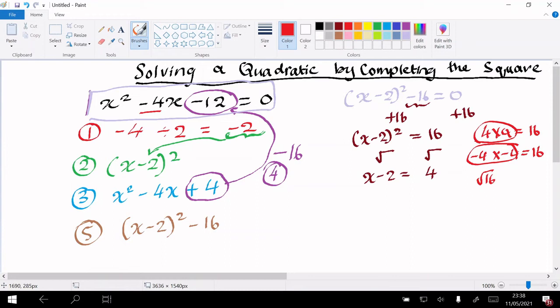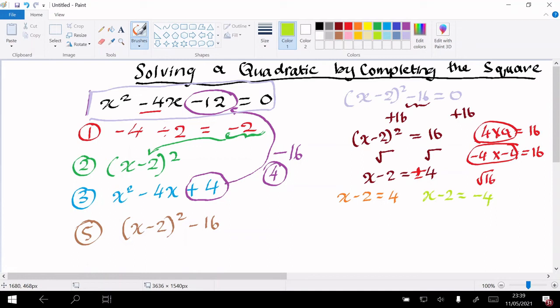Okay, now here's the thing. You just don't know. So what you do is you just put a plus minus. It could be positive 4, it could be minus 4. So it's very important that you remember that plus minus, because there are two possibilities, not one. Yep, two possibilities. Now what I'm going to do is split this into two different equations. One that says x minus 2 is equal to the positive 4, and another one that says x minus 2 is equal to negative 4. So now we have two different equations to solve.